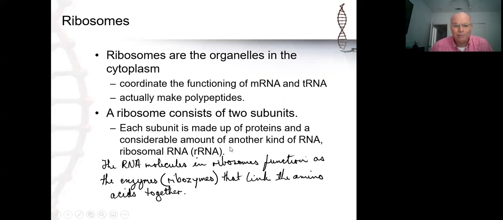And in fact, this is where the ribozyme concept first came from, hence the name. Not terribly important that you know that, but again, some information that I think is important for you to know. I would like you to know it, even though it's not necessarily mentioned in the book.